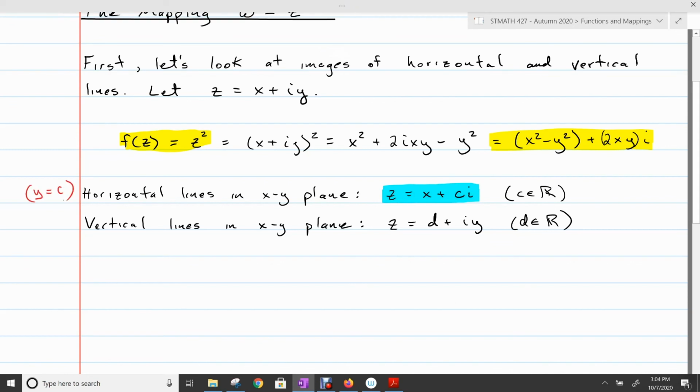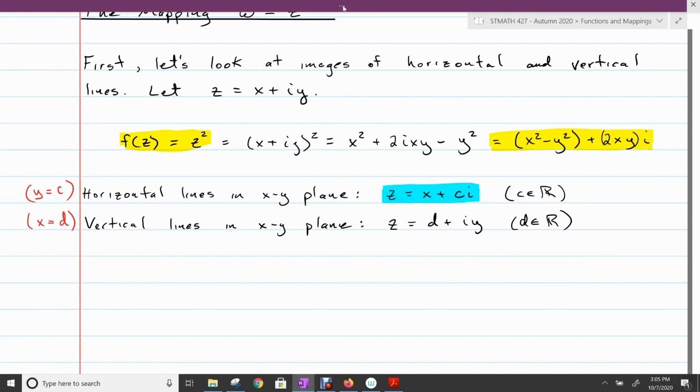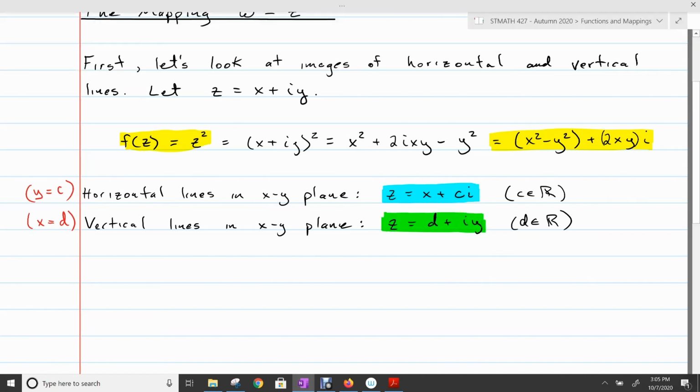y equals c. So the horizontal line y equals c, you could express that in terms of complex numbers as z equals x plus i times c. So notice that the imaginary part there is just fixed to be c, in other words, the y-coordinate, but then the x-coordinate is just x, so it's a variable. And similarly, a vertical line, x equals d, that would be a vertical line at the x value d. And you could express that in the complex plane with this formula. z equals d plus iy.